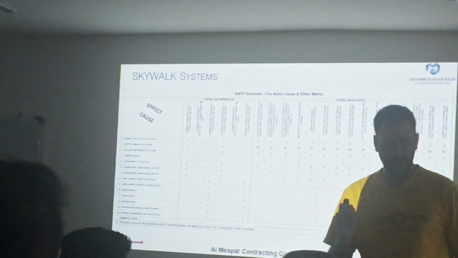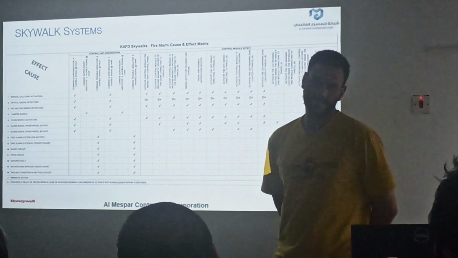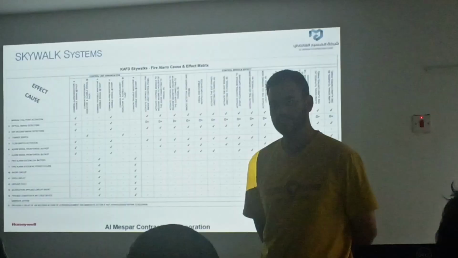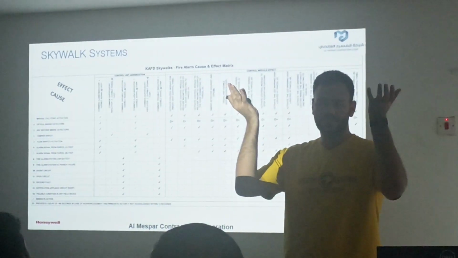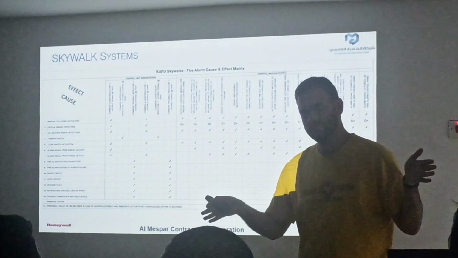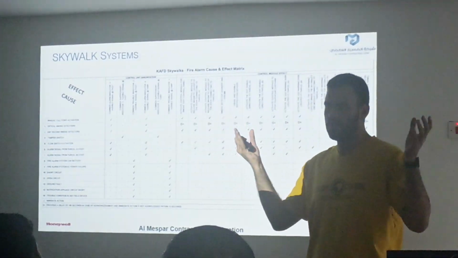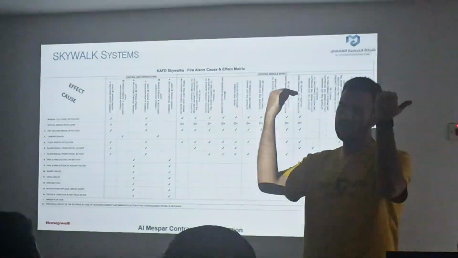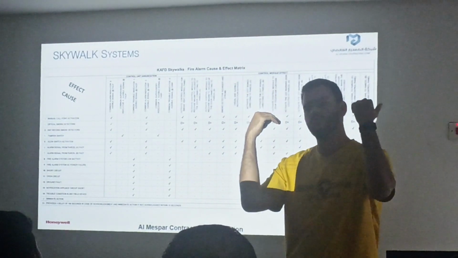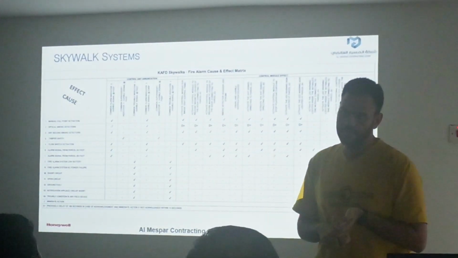Now let me explain to you what will happen exactly. Someone pulled the manual call point in the sky bridge. First, the smoke vent will drop. This fabric area will drop. We have two smoke vents inside each skywalk, they will drop, and there is a facade, like a window, that will open upside, so the smoke can go outside. This is the first thing that will happen.